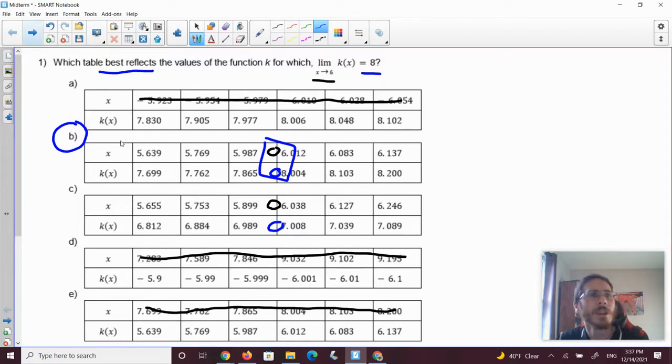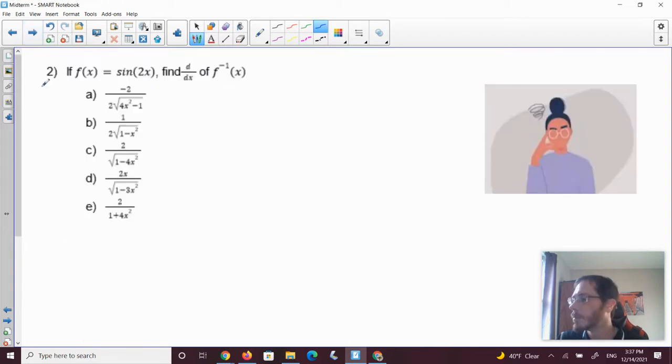All right. For number 2. So this one's pretty difficult. This was the hardest one on the test, and a lot of people got tricked. So this one says f of x is sine of 2x. Find d/dx of the inverse.